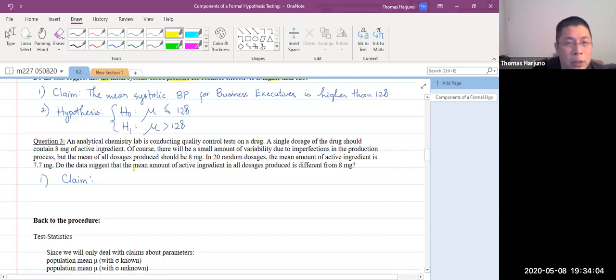The claim will be the mean amount of active ingredient in all dosages produced is different from 8 milligrams.